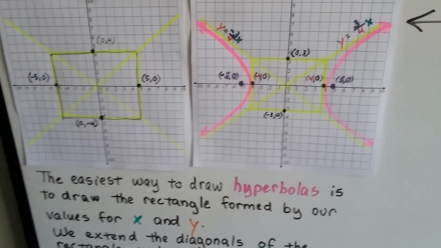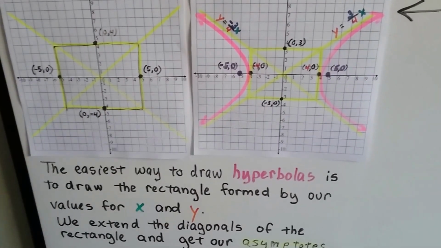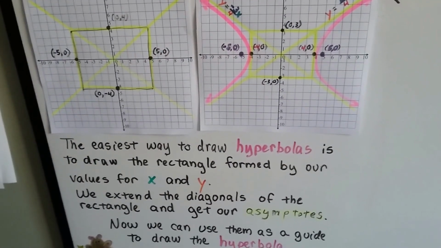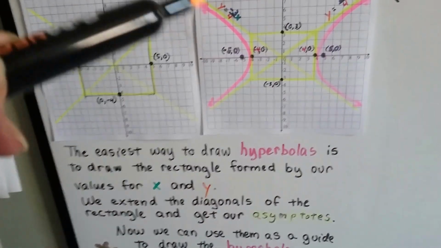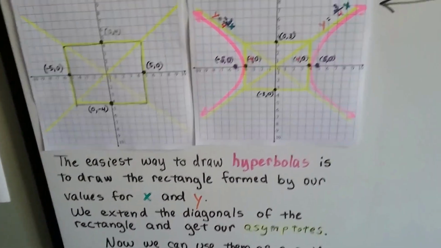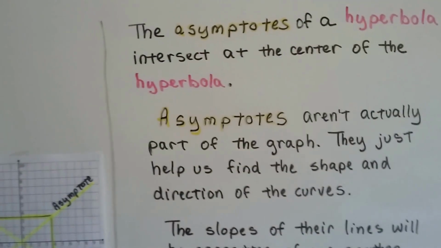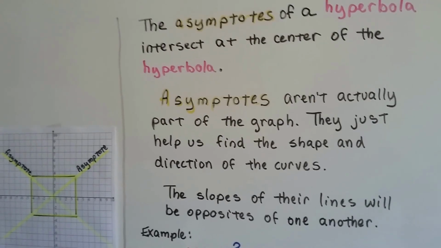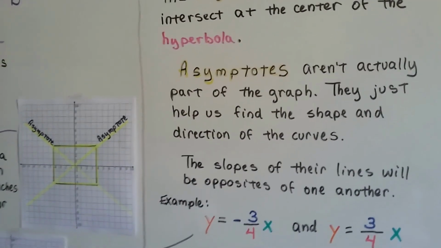And the easiest way to draw hyperbolas is to draw the rectangle formed by our values for x and y, and we extend our diagonals of the rectangle and get our asymptotes. And we can use them as a guide to draw the curves of our hyperbola, see? And the asymptotes of a hyperbola intersect at the center of the hyperbola.